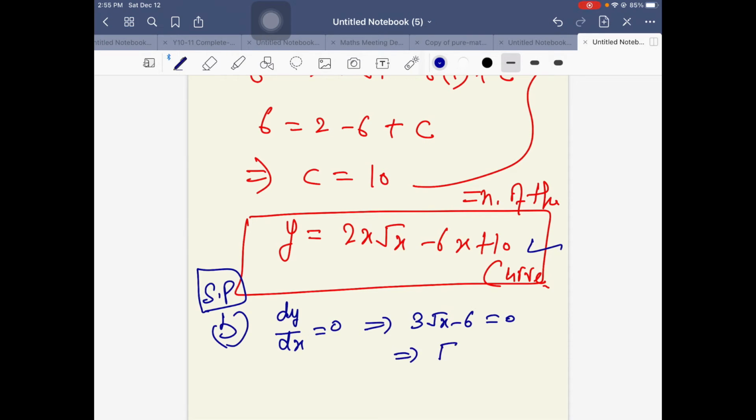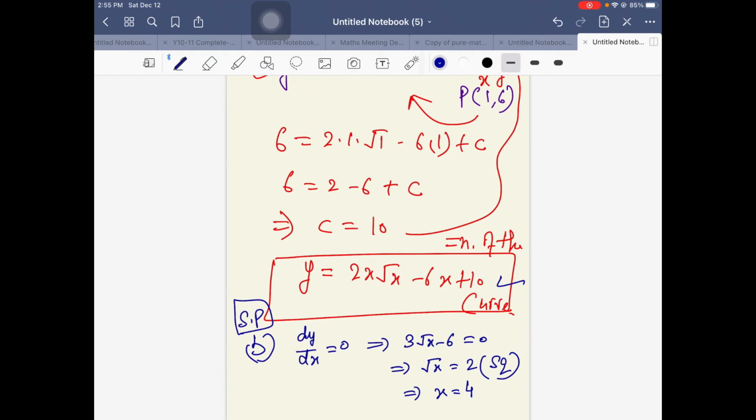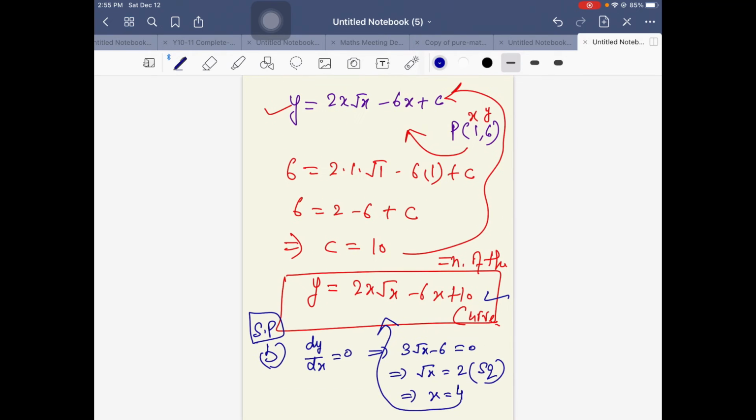It means root x is equal to 6 by 3, which is 2. That means x is equal to the square of 2, which is 4. So x is equal to 4, squaring both sides. Now we got x equal to 4, we need to find y. So plug in x equal to 4 in the equation of the curve. We get y equal to 2 times 4 times root 4 minus 6 times 4 plus 10.